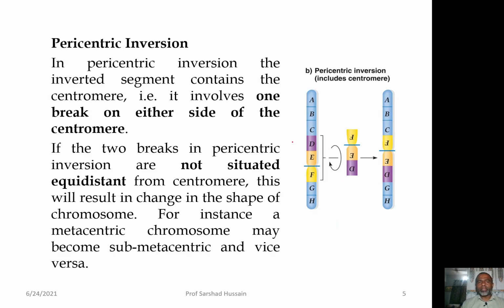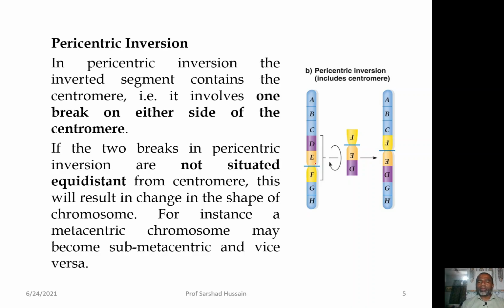Then you have the second type, pericentric inversion. In the pericentric inversion, the centromere is involved. That means a break will take place on each side of the centromere, one on each side, and will rotate a part involving the centromere. This will be called the pericentric inversion.